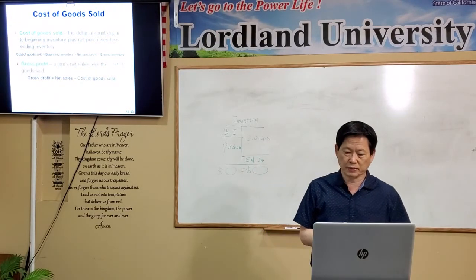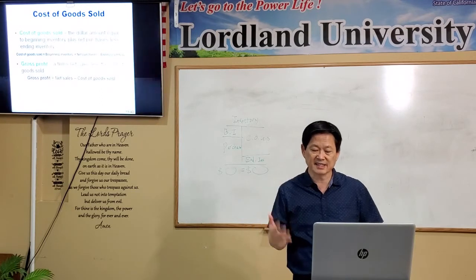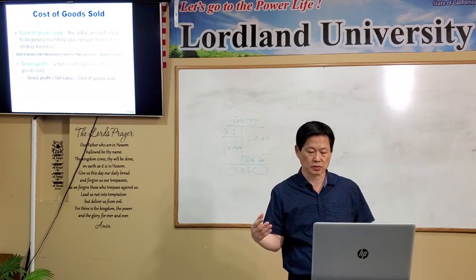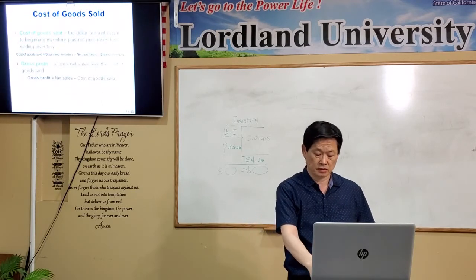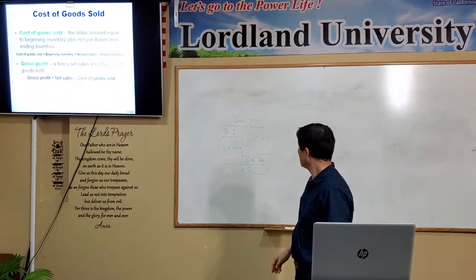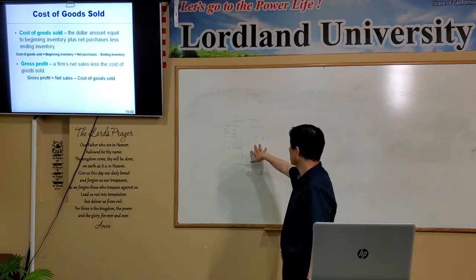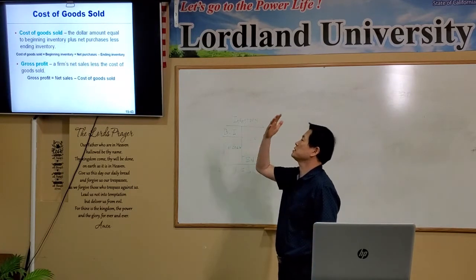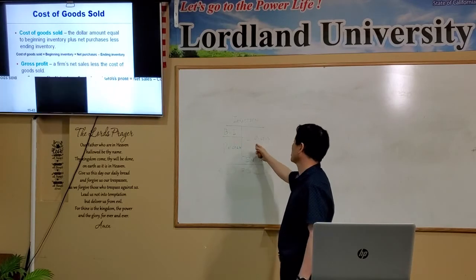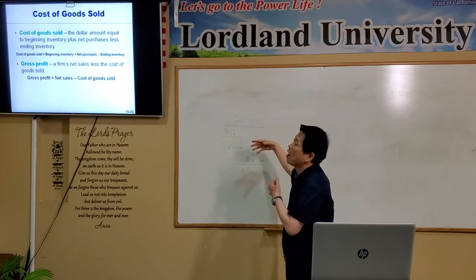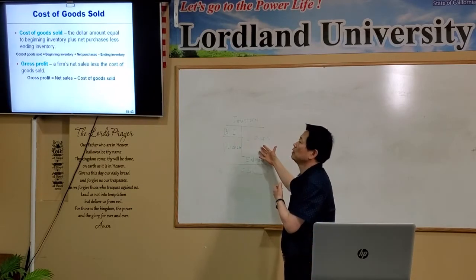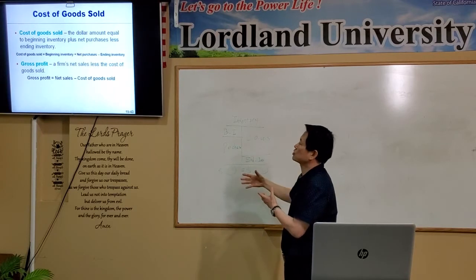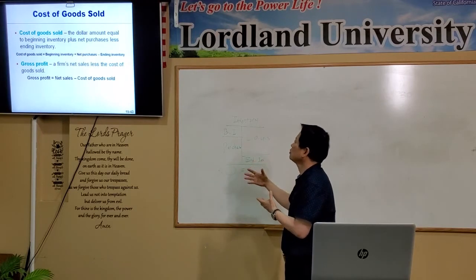Gross profit is a firm's net sales minus cost of goods sold. Net sales means the retail selling prices minus the cost of goods sold from the vendors and suppliers.